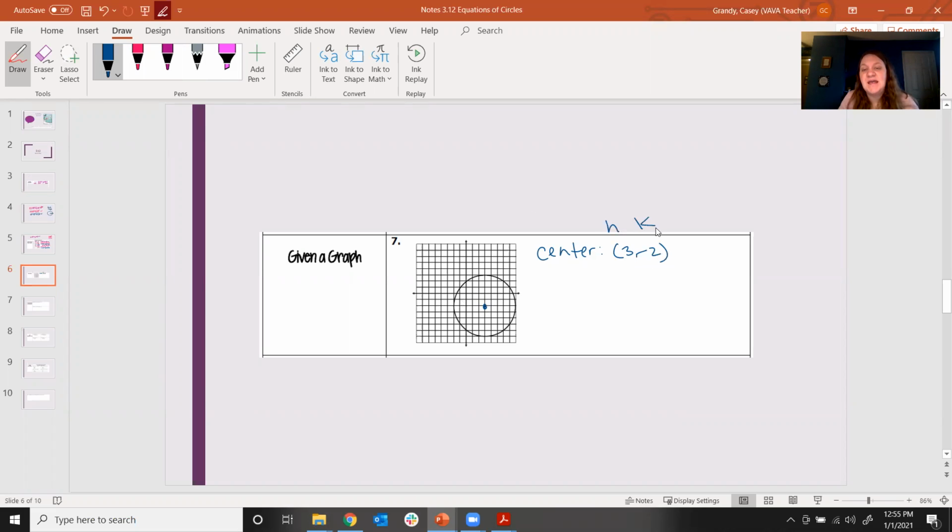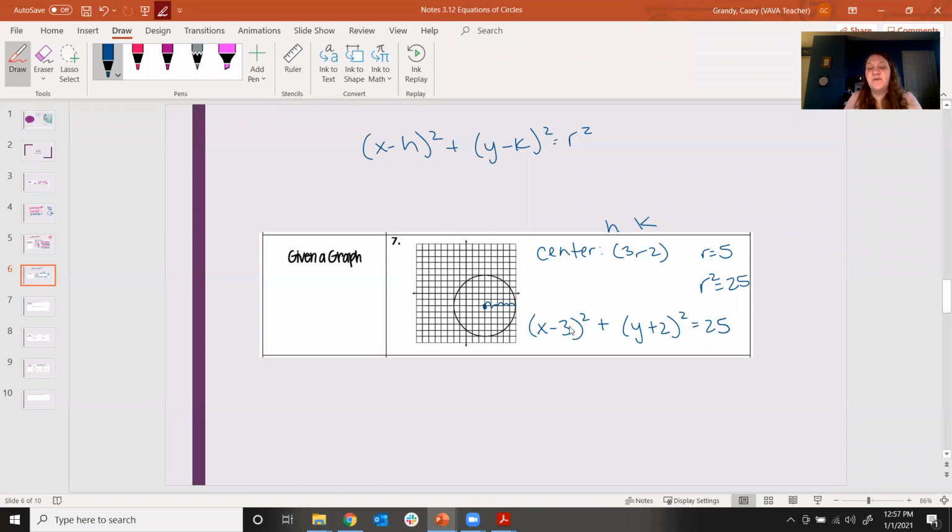Okay, so that's my h and my k. And then I can calculate my radius. So now I can calculate the radius. Okay, so the radius goes from the center to the edge of the circle. 1, 2, 3, 4, 5. So my radius is 5. In my equation for a circle, I need radius squared. So if r is 5, r squared is 5 squared, which is 25. Now I have everything I need to write my equation. X minus 3 squared plus y plus 2 squared equals 25. And there it is.